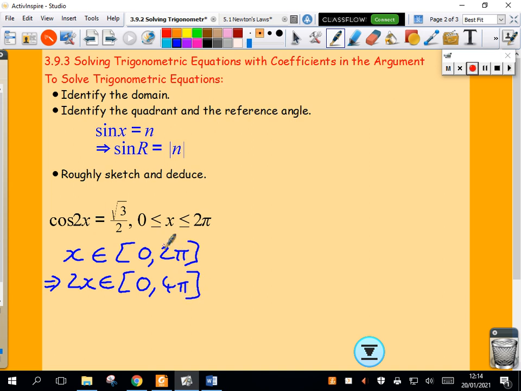2 pi is 360 degrees. 2 pi radians, 360 degrees. One full circle. 4 pi radians, 720 degrees. Two full circles.